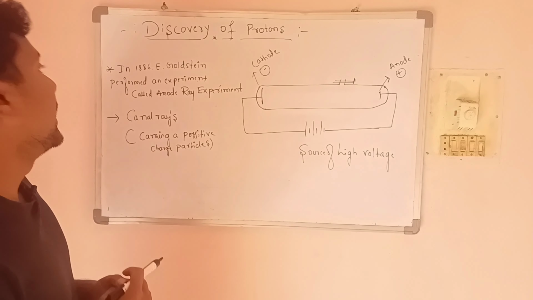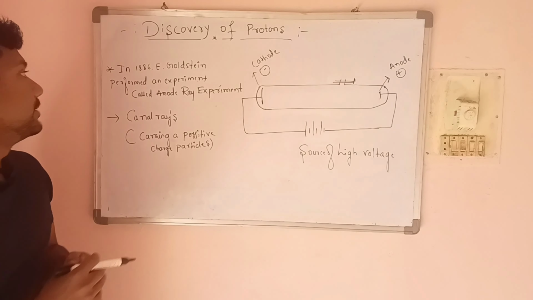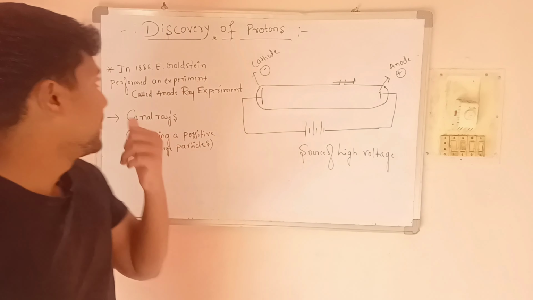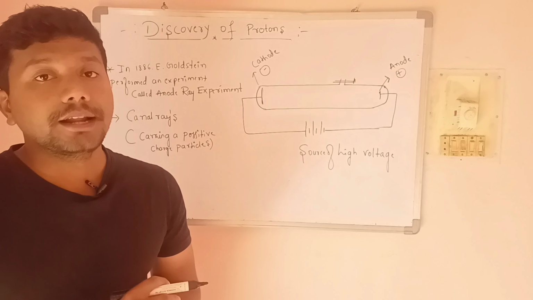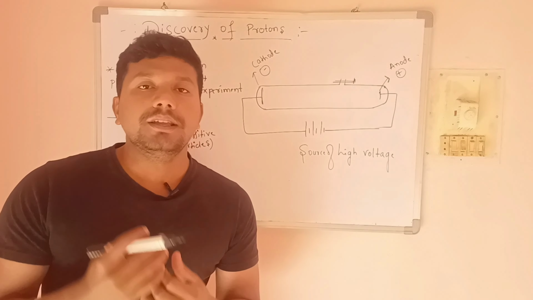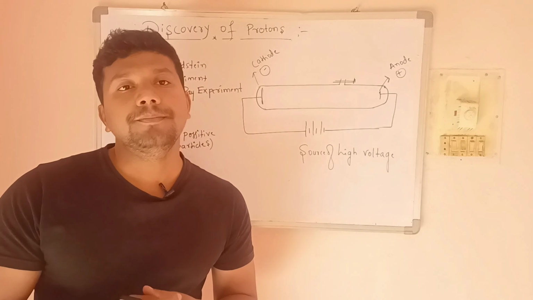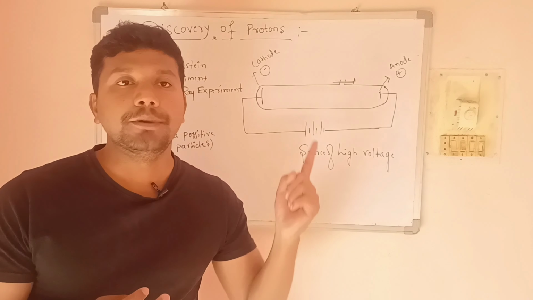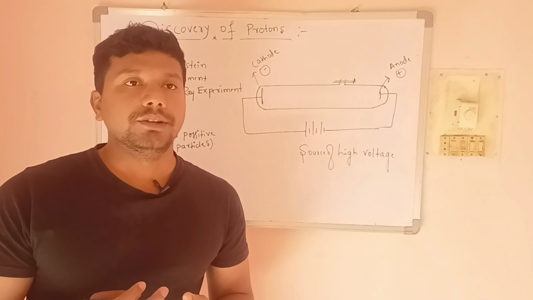In the year 1886, Goldstein performed an experiment called the anode ray experiment. This experiment is similar to J.J. Thomson's cathode ray experiment. If you want to watch that video, I will mention it in the I button. You can click and directly watch that video.